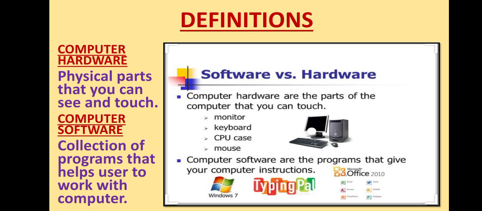Computer hardware. All physical parts of a computer that you can see and touch are referred to as computer hardware. Computer software. A collection of programs that helps the user to work with the computer is referred to as computer software.